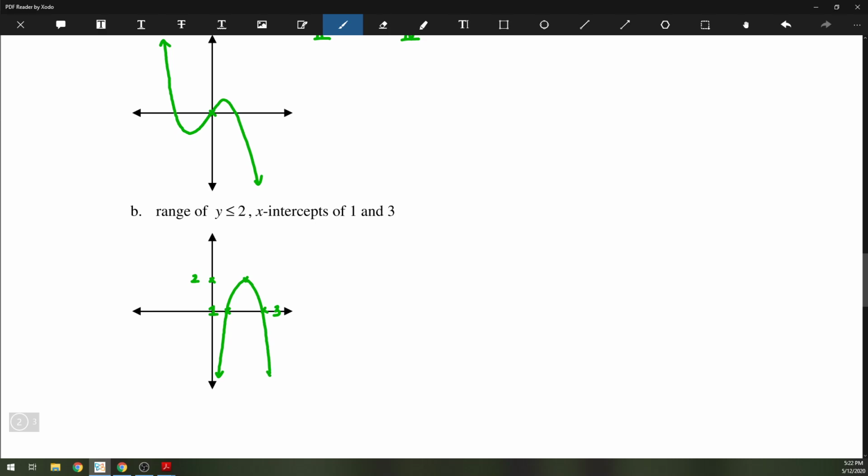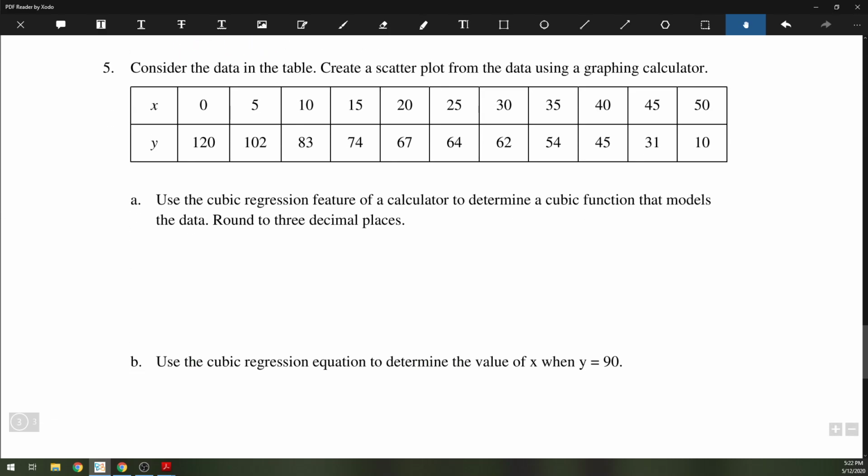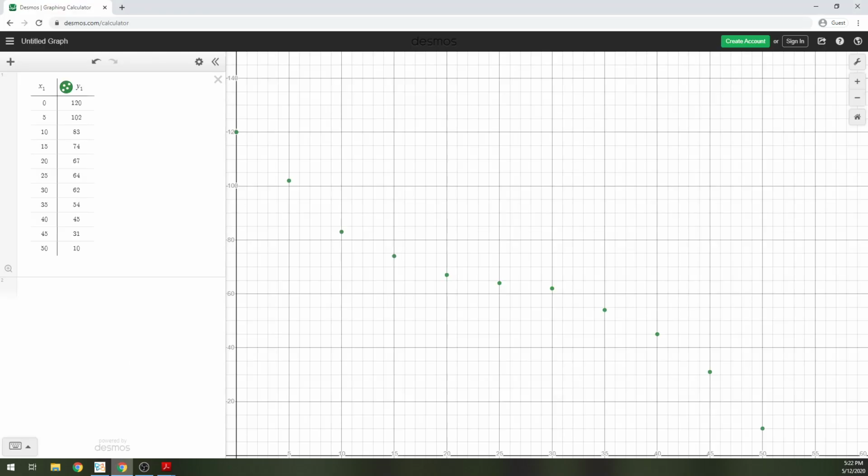All right, so this is the part of the chapter that's about the properties of polynomial functions. Of course, the second half is about polynomial regression, so let's look at that. Quick example here. We have some data in a table, x and y. In this case, it has been plotted for us already. So here's a scatter plot of that data.